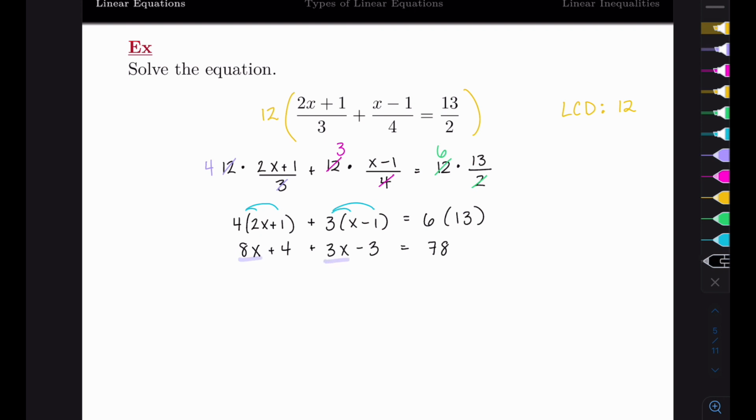8x plus 3x is going to give us 11x. And then 4 minus 3 gives us a positive 1, equaling 78. So super close. To get x on its own, I need to get rid of this plus 1. So we go ahead and subtract it. That leaves us with 11x equaling 77. And then it's really 11 times x, so we go ahead and divide both sides by 11 to get a single answer of x equals 7.